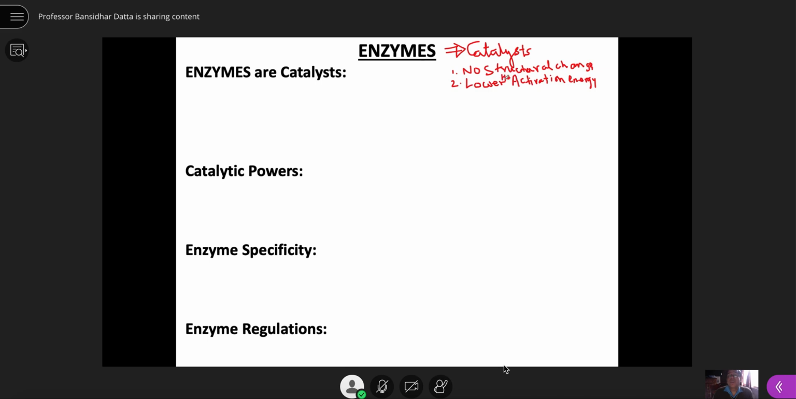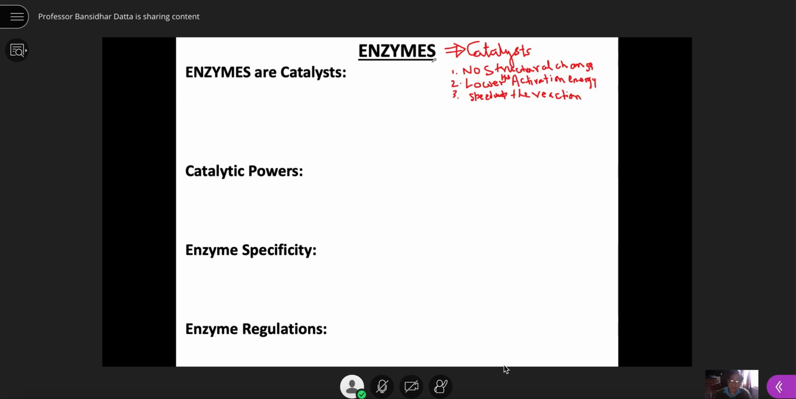All right. So no structural change before and after the reaction. Lower the activation energy, and number three, speed up the reaction. Please write down. These are the properties of the enzymes, the catalysts. Speed up the biochemical reaction. These are the 3 different criteria, and you must remember them. If you have any question, please ask.